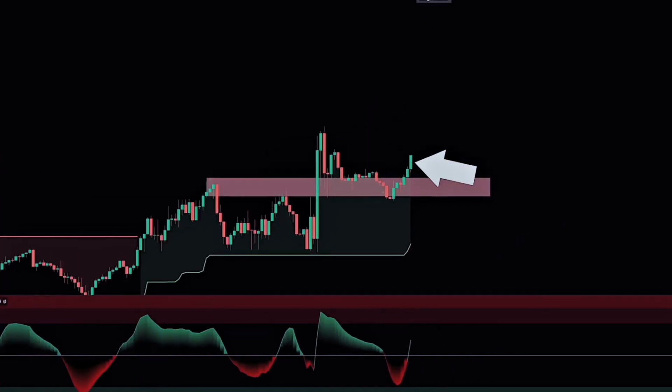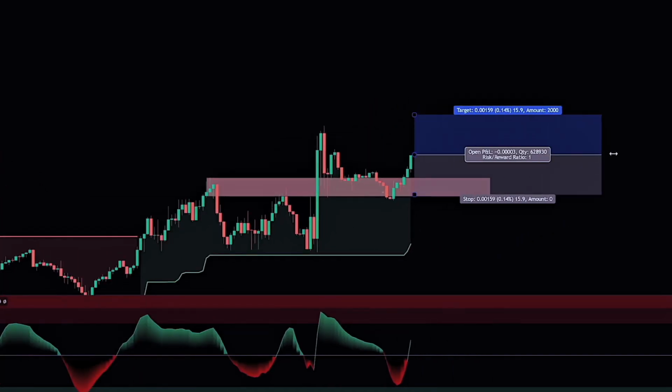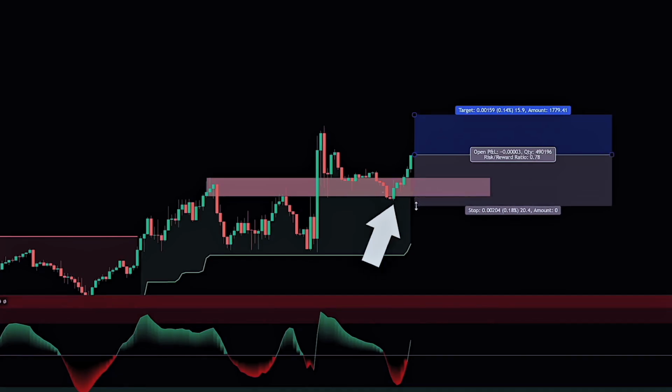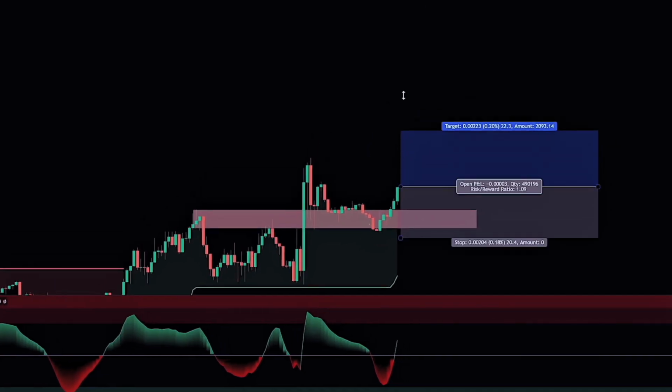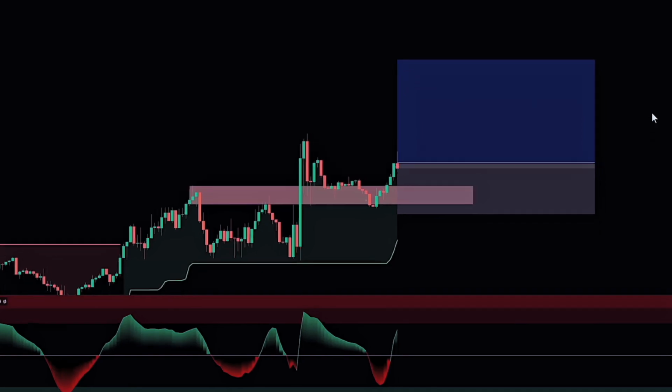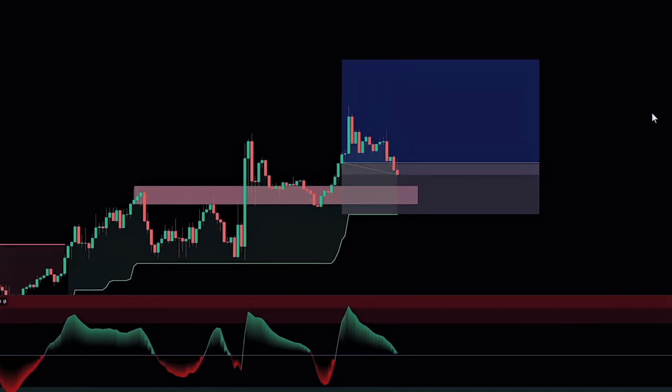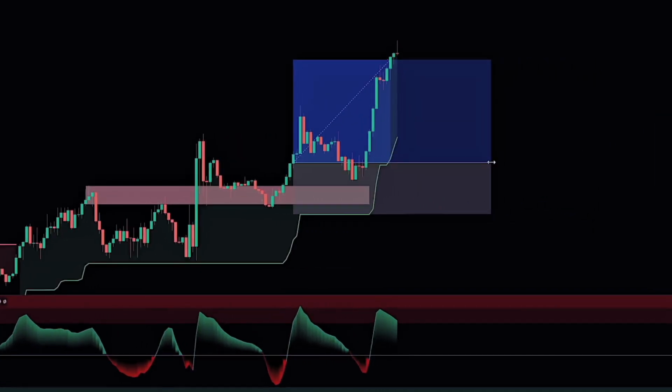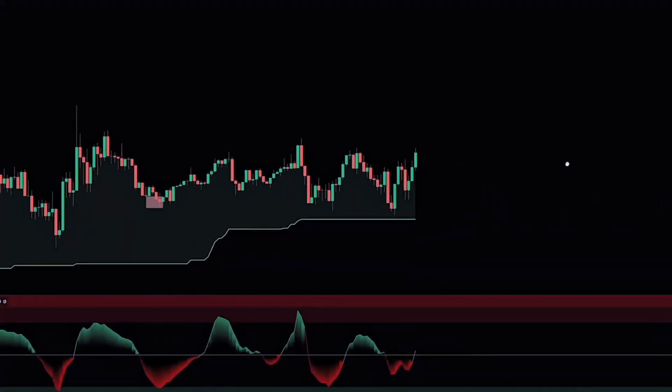So we enter long, put our stop loss just below that resistance, and set our take profit at twice the risk. We let the trade play out, and it hit TP. Here's another buy example.